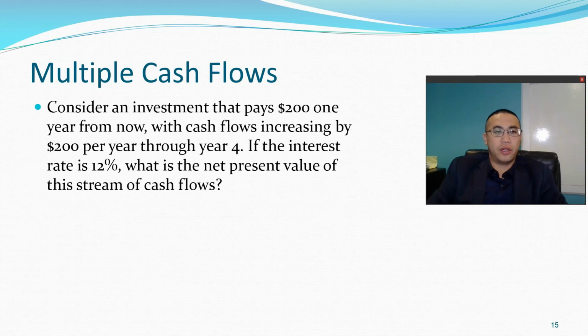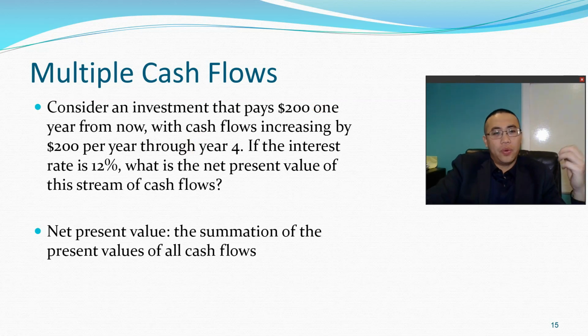Right, the next subject here is multiple cash flows. So right here you have a series of cash flows that is not at the same amount. Consider an investment that pays $200 one year from now, that's in year one, and then the cash flow would increase by $200 through year four. If the interest rate is 12%, what is the net present value of this stream of cash flows?